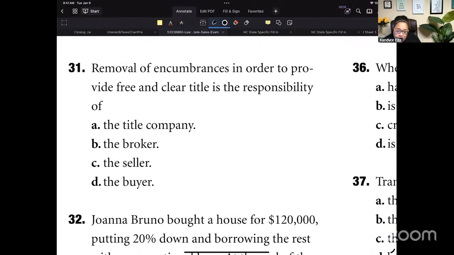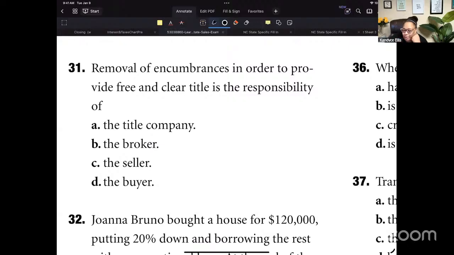Removal of encumbrances in order to provide free and clear title is the responsibility of A, the title company, B, the broker, C, the seller, or D, the buyer.